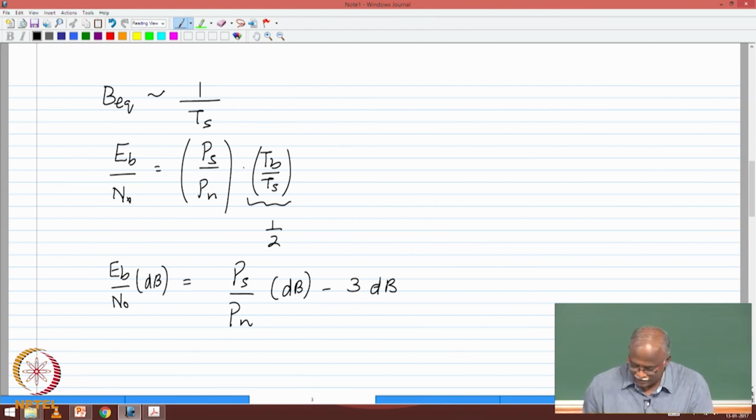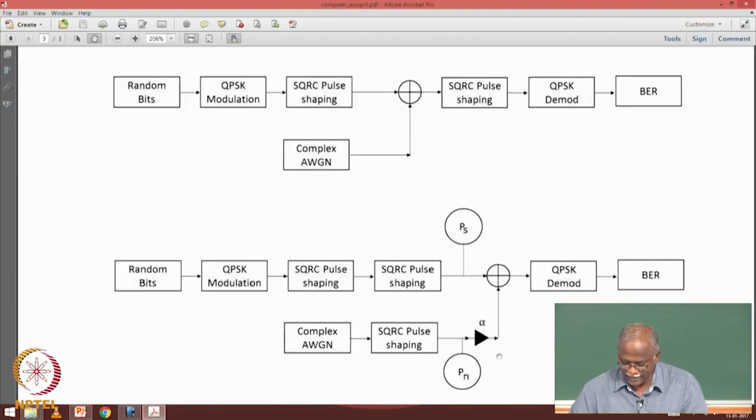And the challenge now becomes measuring the noise power. And that is why we did a basic rearrangement of the simulation system, because the square root raised cosine pulse shaping, that is the receive filter. It is a linear operation. So, the signal and noise get added, that is how the channel would work, and noise would get added to the channel and then you pass it through the receive filter.